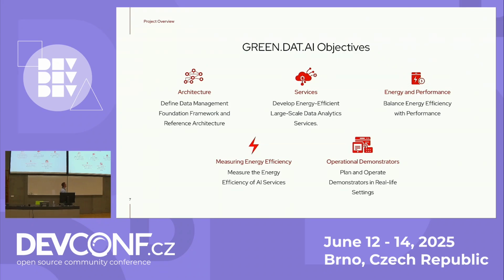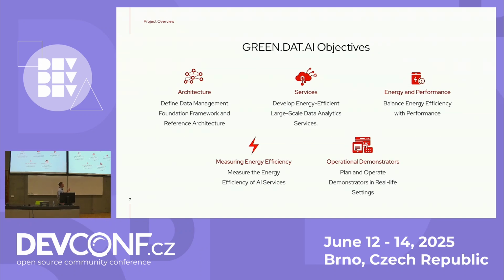So there's 5 main objectives. The first one obviously is to define the architecture. So we need to create the data management framework and the reference architecture for the system. Then we need to develop the energy efficient data analytics services. And then we move on to making sure that we balance the energy efficiency with the performance of the system. Because if you lean too hard into energy efficiency and you sacrifice too much performance, then the system isn't going to be adopted. So if you're going to balance energy efficiency with performance, you need to be able to actually measure the energy efficiency of the AI services.